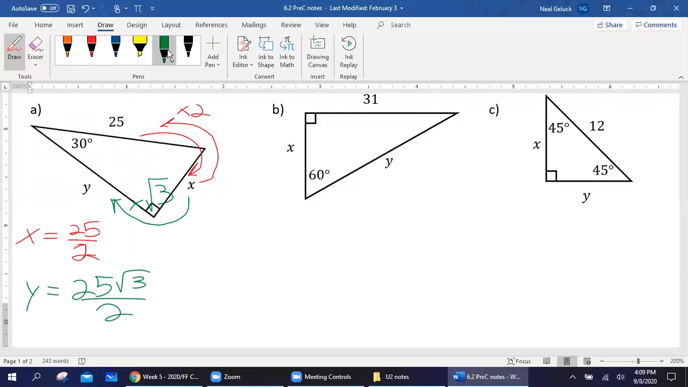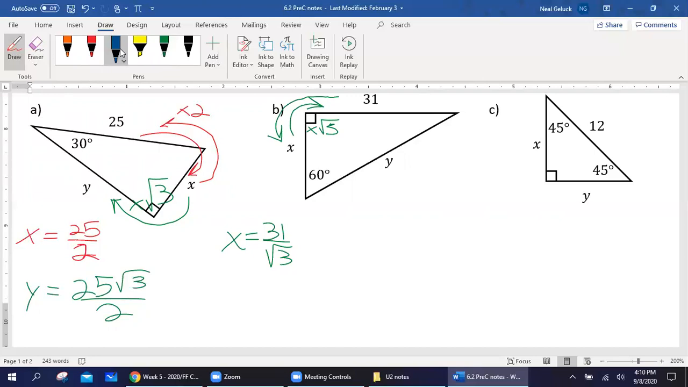Okay, letter B is also a 30, 60, 90. Let's see what I'm given. I'm given the longer leg this time. Again, to go from the short leg to the long leg, it's multiply by root 3. So logically, to go from long leg to short leg, I would divide by root 3. So x must be 31 divided by root 3. And I'm not going to rationalize that because it really wouldn't clean anything up.